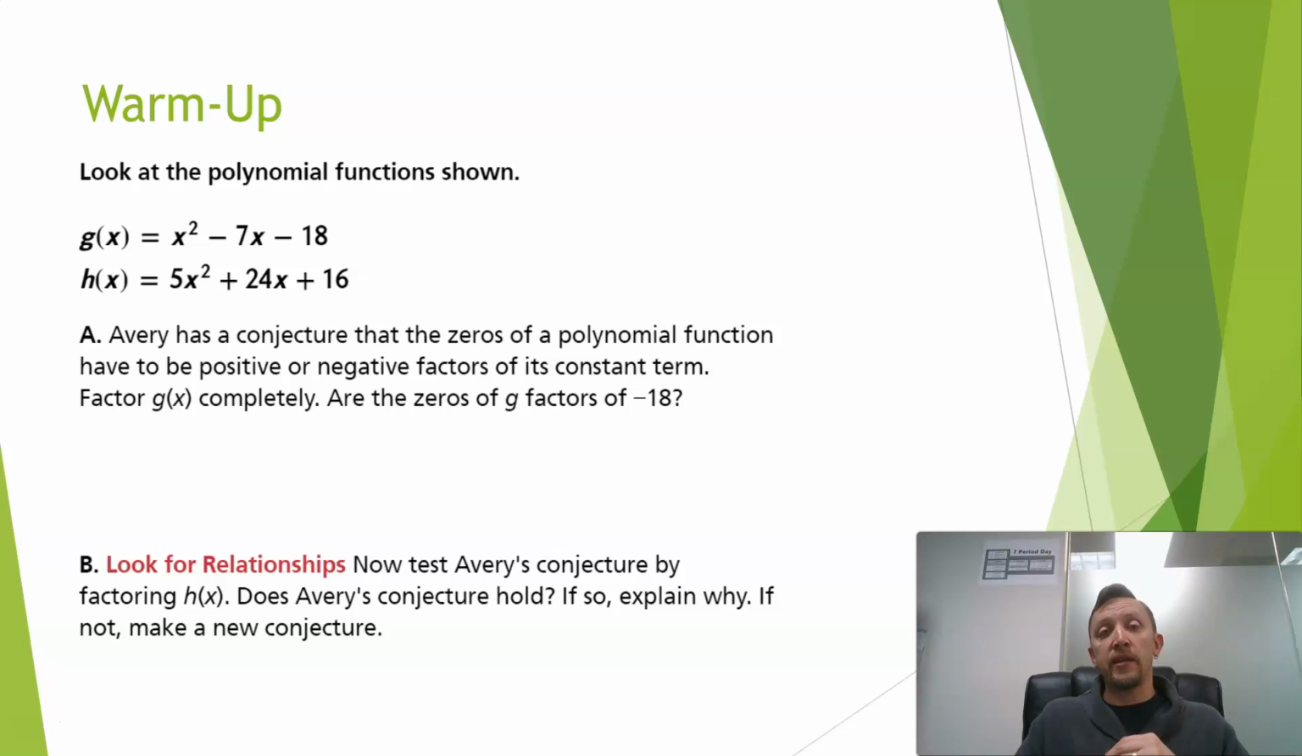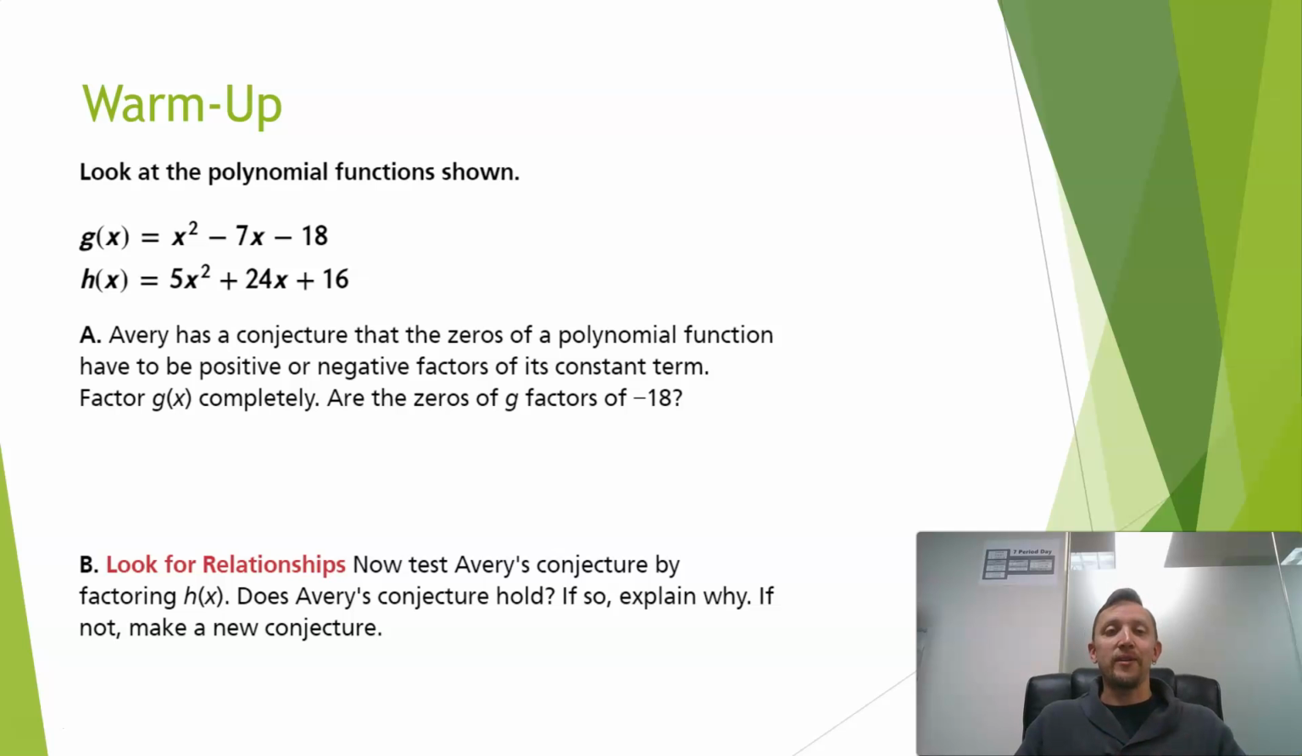And then we're going to test that conjecture on letter B. So letter B says, now test Avery's conjecture by factoring h of x. Does Avery's conjecture hold? If so, explain why, and if not, make a new conjecture. So make a new rule. I want you to see if her conjecture actually works with function h, and if it doesn't work, see if you can manipulate it to change the conjecture so it would be a true statement. So go ahead and pause this video and hit play when you're ready to check to see if you've factored those and found the zeros correctly.